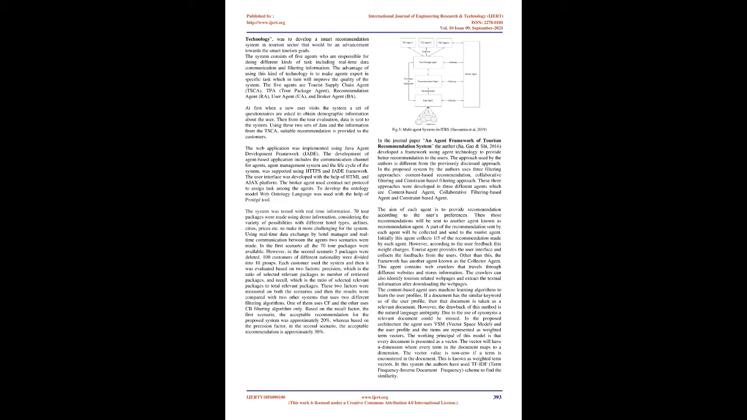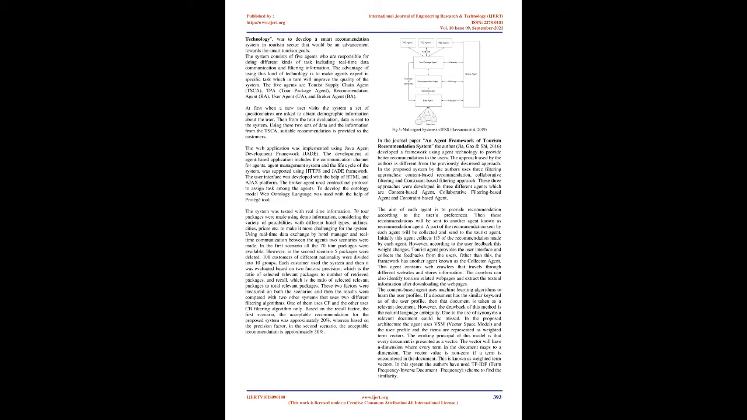In the journal paper An Agent Framework of Tourism Recommendation System, the authors, Xia, Gao, and Shi, 2016, developed a framework using agent technology to provide better recommendation to the users. The approach used by the authors is different from the previously discussed approach. The proposed system uses 3 filtering approaches: content-based recommendation, collaborative filtering, and constraint-based filtering approach.